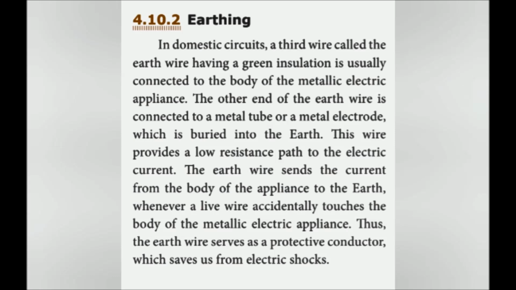What is the role of earth wire in domestic circuit? Earth wire provides a low resistance path to the electric current. The earth wire sends the current from the body of the appliance to the earth whenever a live wire accidentally touches the body of a metallic electric appliance. Thus, the earth wire serves as a protective conductor which saves us from electric shocks.